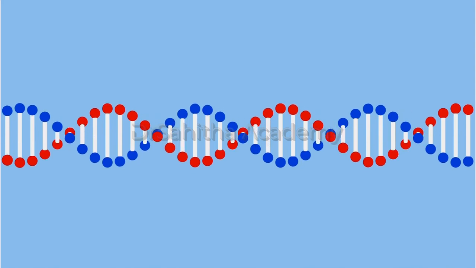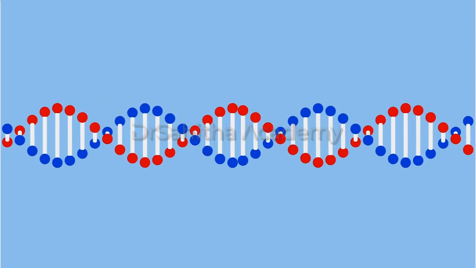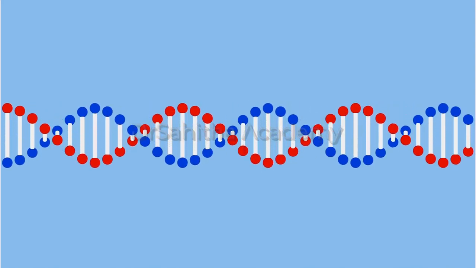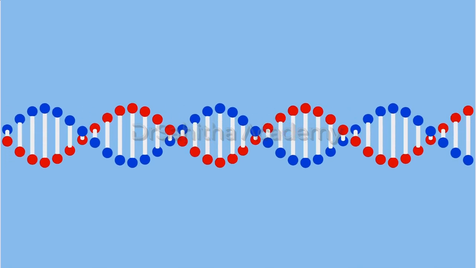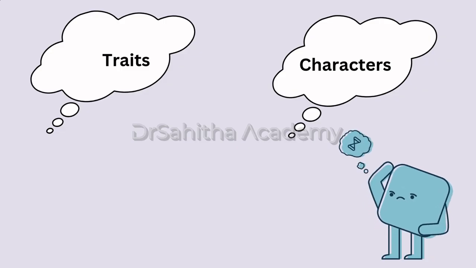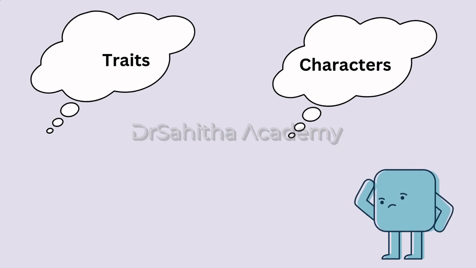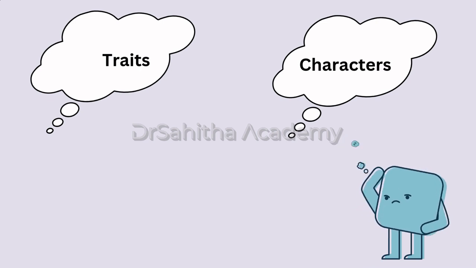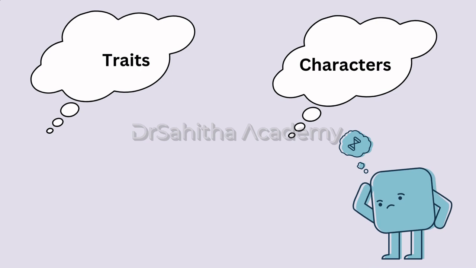What is heredity? Just recap. Heredity is the process by which traits are passed down from parents to offspring. Throughout this video, I have used 2 terms, traits and characters. Let's see, what do you mean by traits and character?